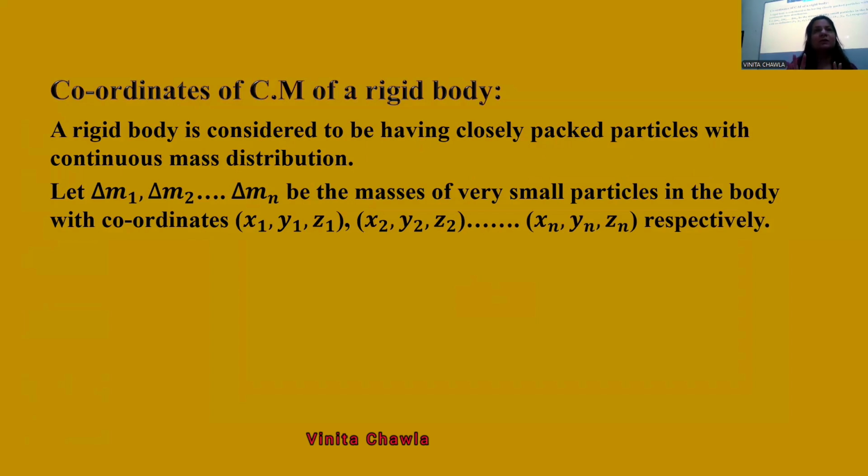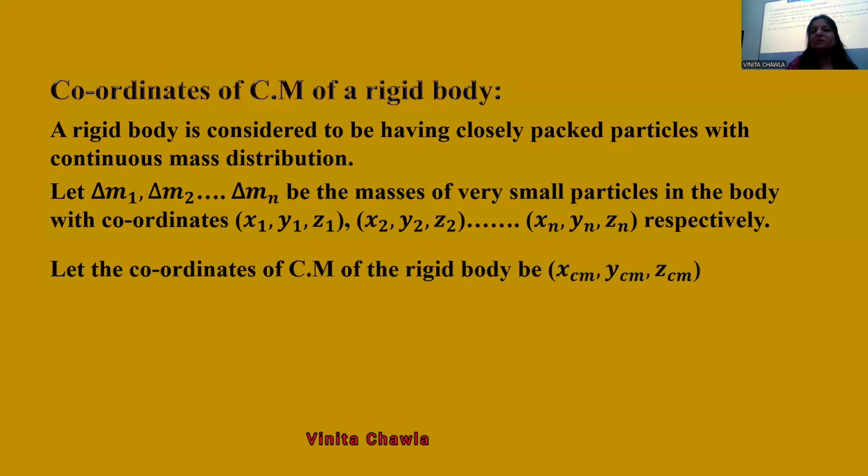So we are considering space. Space means we will consider all three coordinates, x, y, and z. So for mass m1, the coordinates of this mass are x1, y1, z1. For m2, it is x2, y2, z2, and for mn, it's xn, yn and zn, respectively. So let the coordinates of the center of mass of the rigid body be this, as we always take, right, xcm, ycm, zcm. So we can write xcm as this.